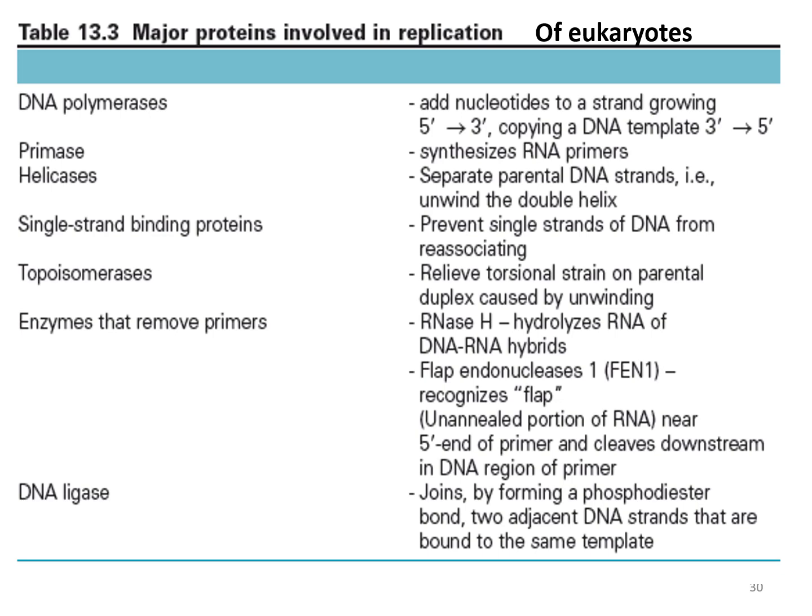Here are the major proteins involved in the replication of eukaryotes. As I mentioned before, DNA polymerase, primase, helicase, single-strand binding proteins, topoisomerase, and DNA ligase are all involved in the same fashion in eukaryotic replication as in prokaryotes.